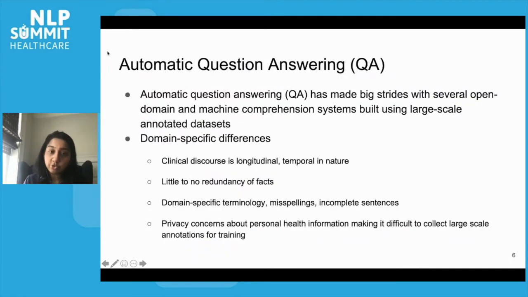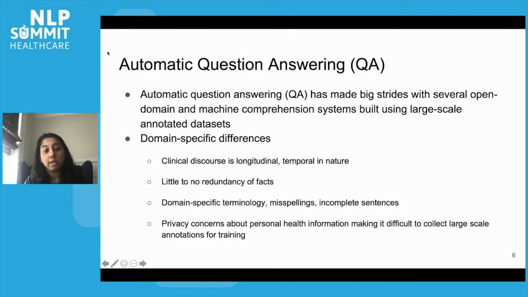So automatic question answering has made several big strides in the general domain. There have been several machine reading comprehension systems, including SQuAD, that have been built in the general domain. There are several leaderboards and several large-scale annotated datasets. However, applying these models and datasets in the medical domain has several roadblocks, and that is because the medical domain, of course, comes with certain differences.